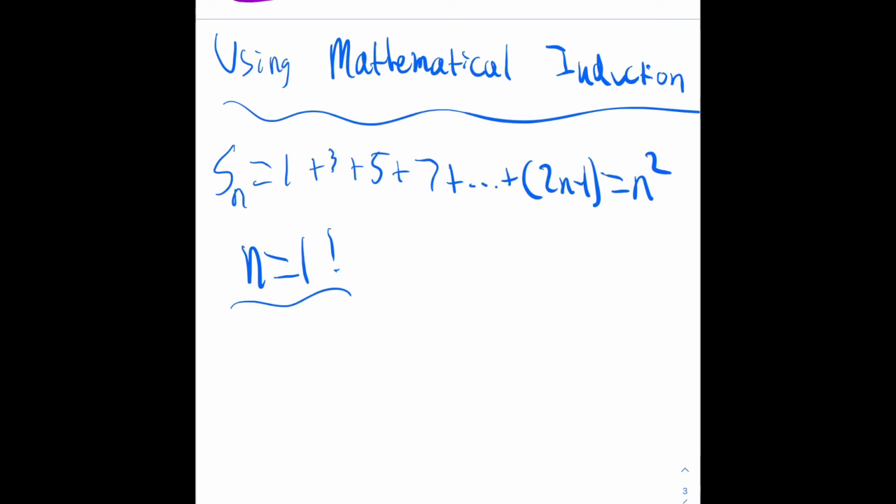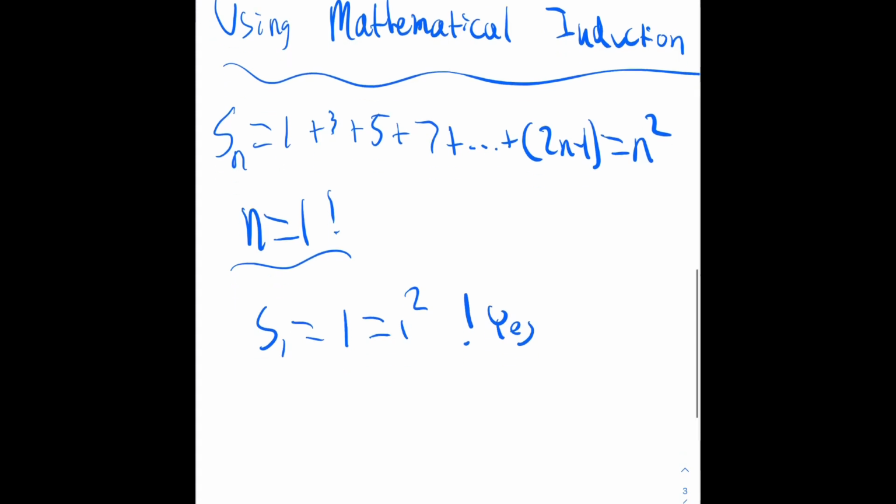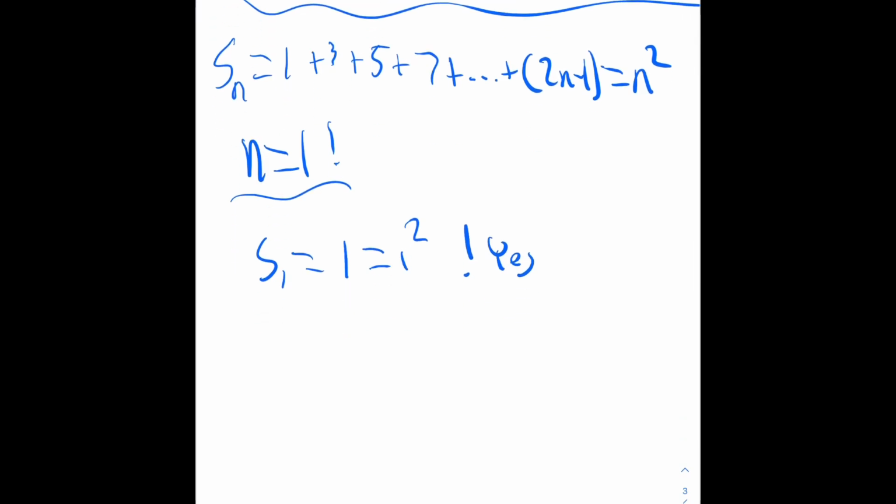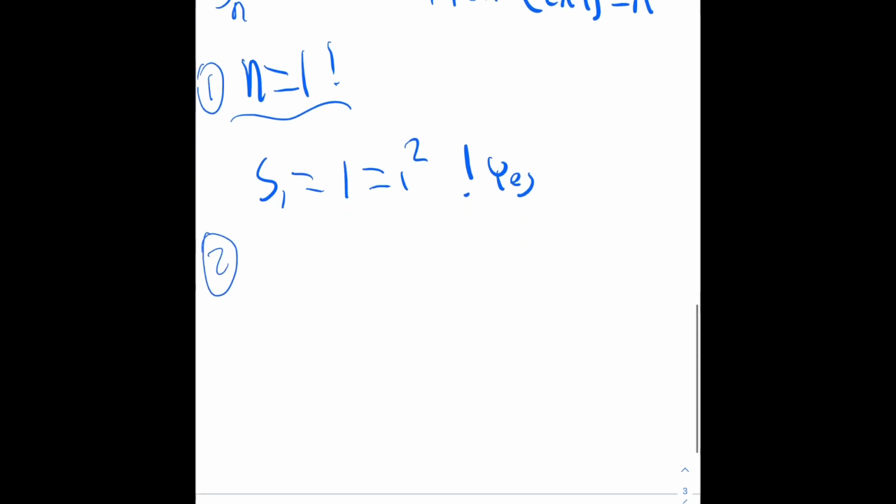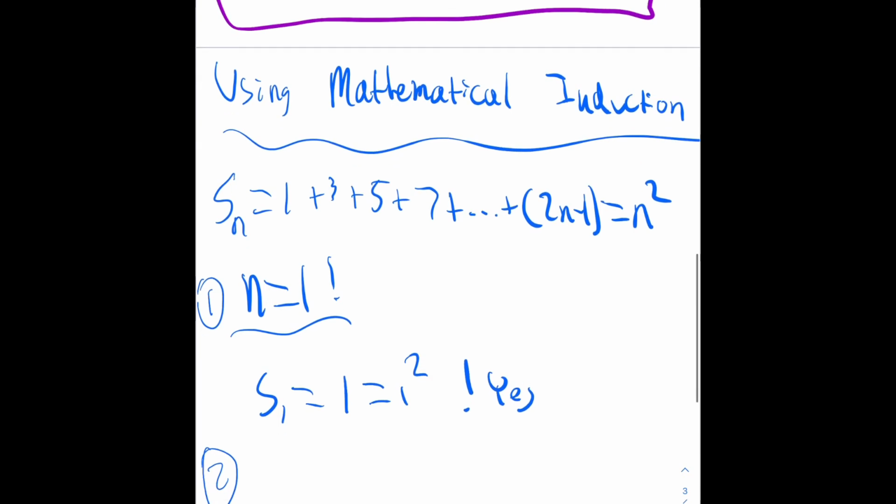This one's relatively easy to plug in because if we try it out, S of 1 equals 1, which is the same thing as 1 squared. 1 times 1 is 1. So, yes, that checks out. We're good. The second part of mathematical induction has 2 steps. The first step is to assume the formula is valid. Again, we always assume it's true, and we try to prove that it is, for some integer k. The second step is to use this assumption to prove that k plus 1, the next term, is true. So maybe we label it, this was step 1, here's step 2.